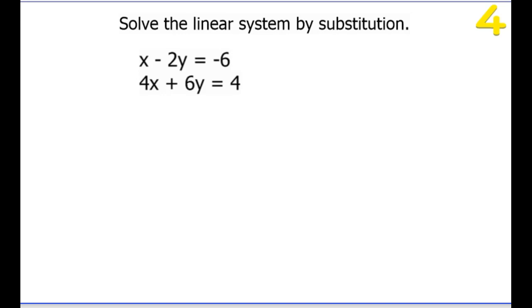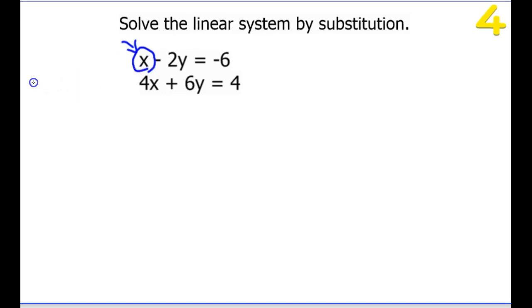Last problem. We have x minus 2y equals negative 6, and 4x plus 6y equals 4. Now, if you notice on this one, none of our variables are by themselves. So what we need to do first is get our variable by itself on one of these two problems. Well, if you look at this one, we already have an x just sitting here by itself. We have nothing in front of it. So to make your lives easier, we should probably use this equation to get something by itself. That something should be our x.